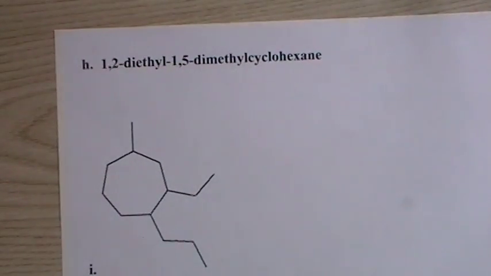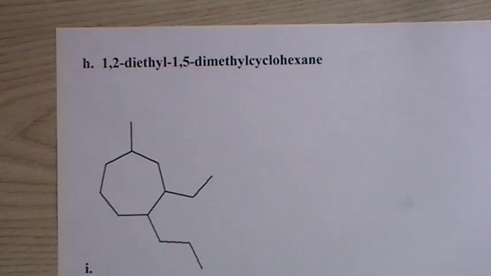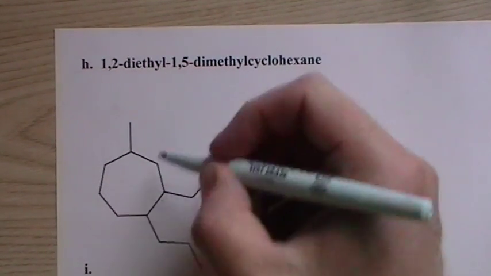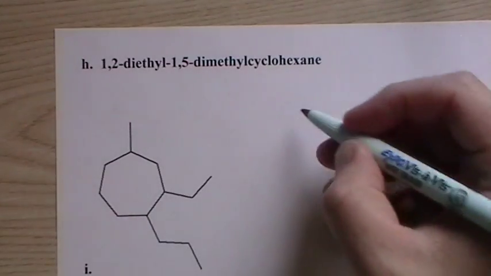All right. Now let's look at going from the name to the structure here, and then we'll do a tricky guy here. So we have cyclohexane.